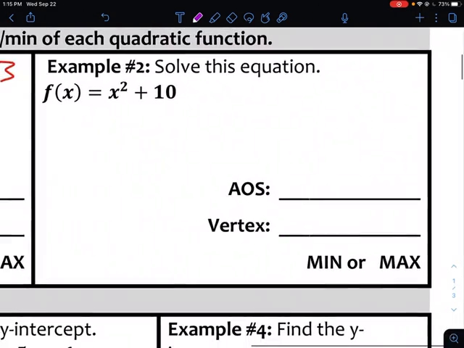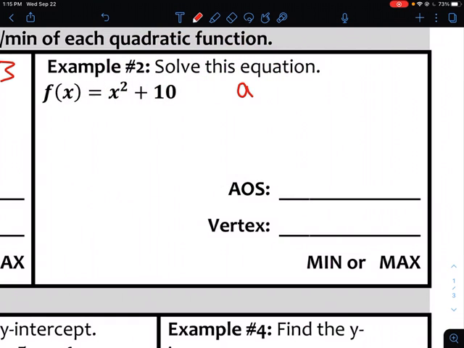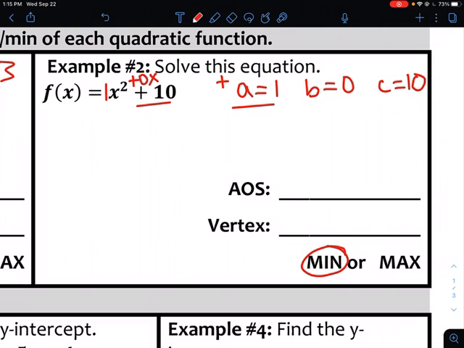All right, let's check out example 2. So example 2, let's set up our a, b, and c. A here is 1. Remember, if there's not a number out front. B is supposed to be linked to x, but I don't see an x, which means it's plus 0x. So b is 0. And c right here, positive 10. All right, so because a is positive, again, we're looking at a minimum because we're opening up.